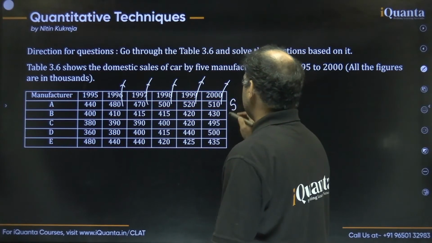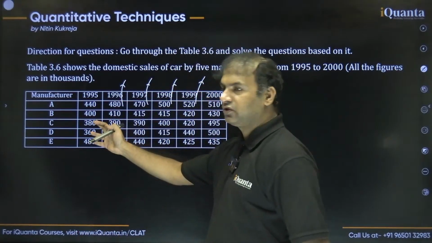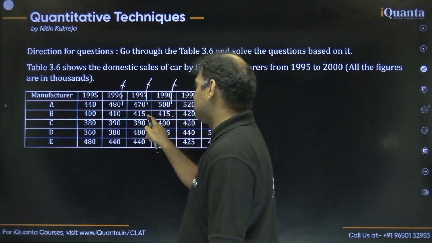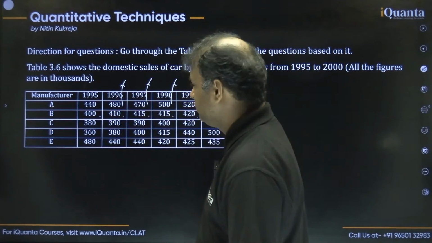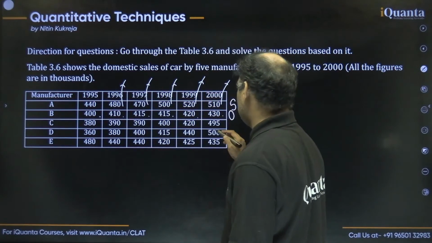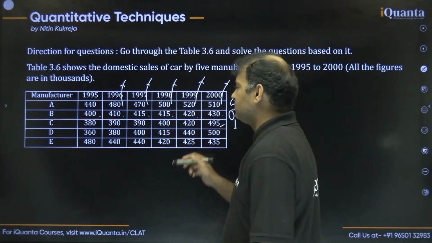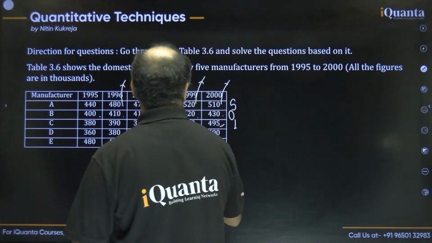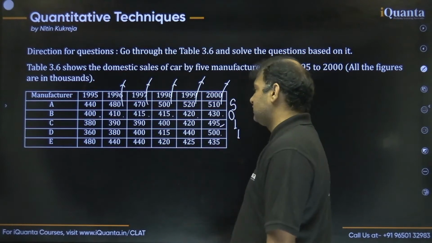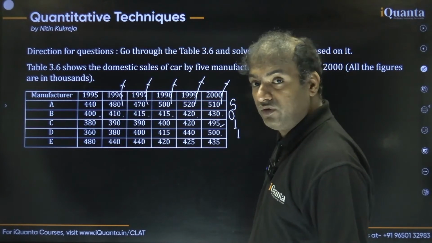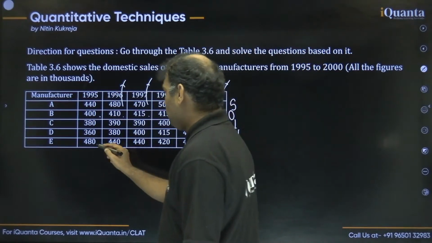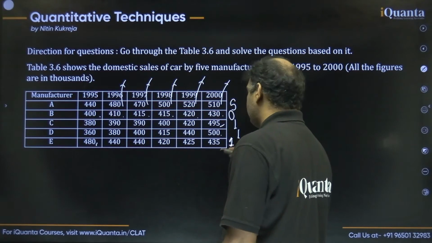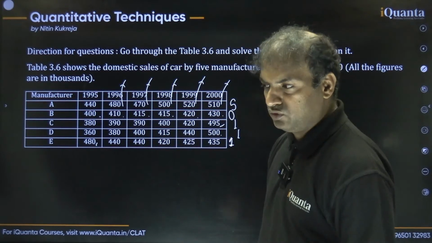With manufacturer B, it does not happen at all. All the sales data given is less than 450, so this is also not true. Look at manufacturer C. Only one time it happened that the sales is more than 450, so the answer is 1. Manufacturer D: only one time, in the last year, 2000. Manufacturer E: only one time in the whole period that the sales is more than 450,000.